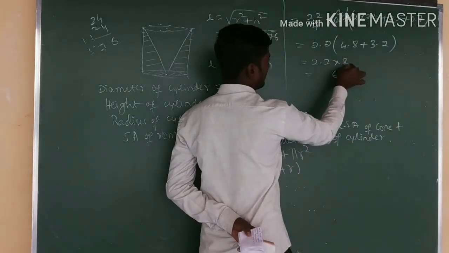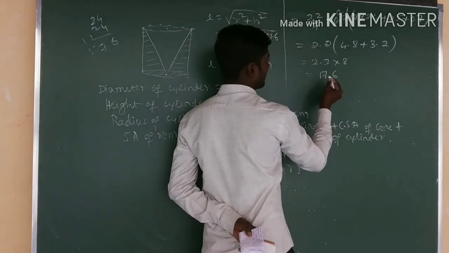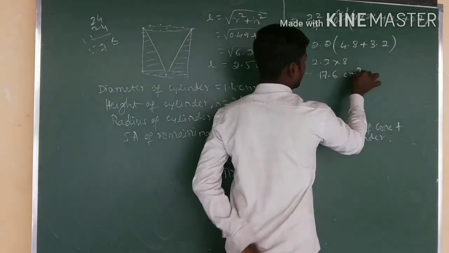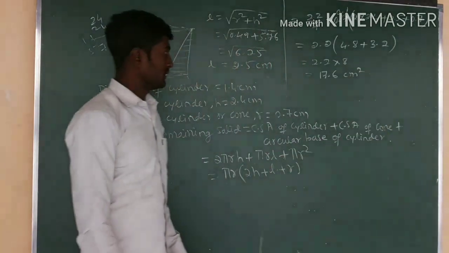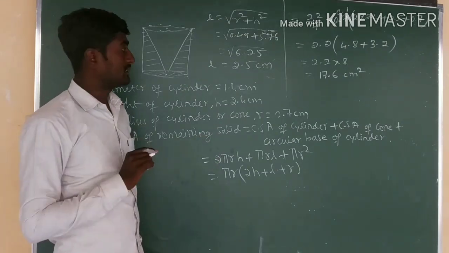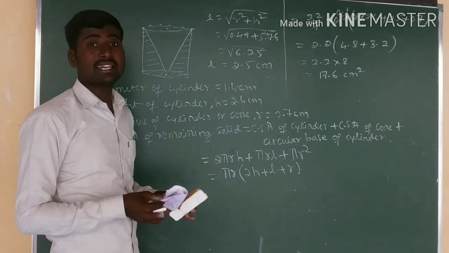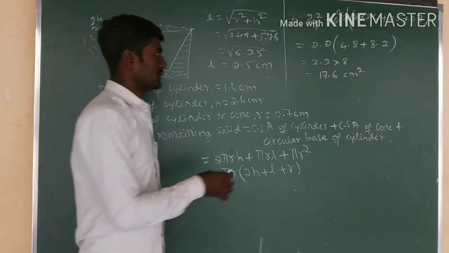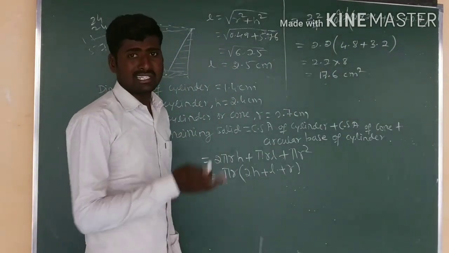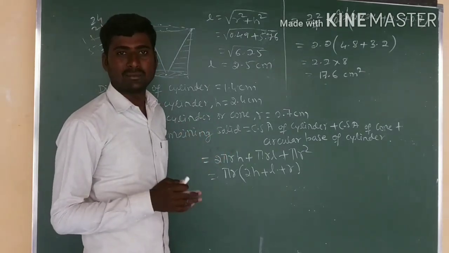So 16 plus 1, 17.6 centimeter square. Okay. So this is the surface area of the remaining solid. But they ask you to write the nearest centimeter square. So if it is more than 17.5, it is nearer to 18, so I can take it as 18 centimeter square.